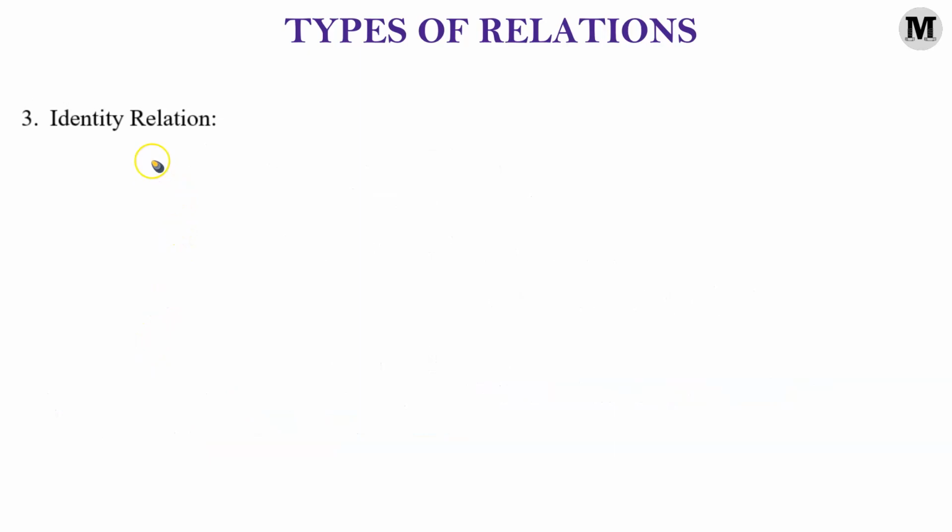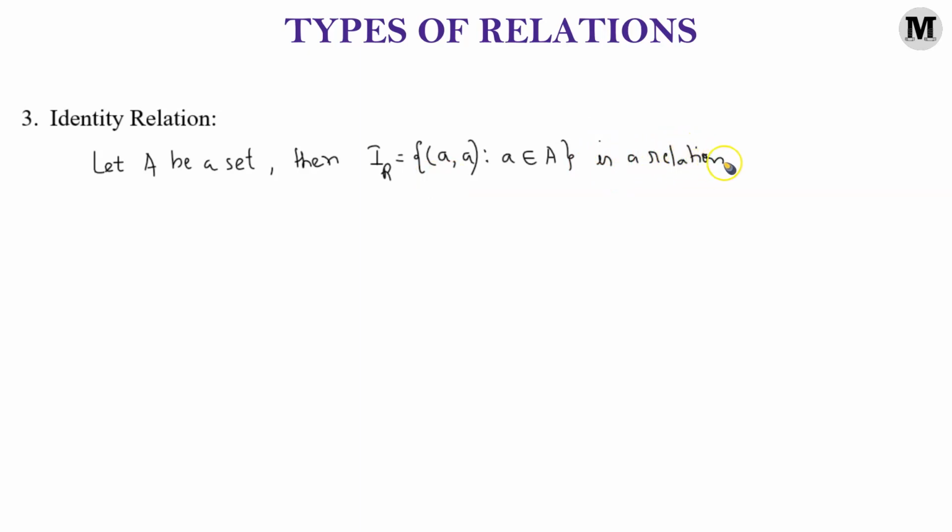Now, we are going to discuss a very special type of relation which is referred to as the identity relation. What is an identity relation? Again, we're going to consider some arbitrary set A. So let A be a set. Then we are going to define a new relation, let's call it IR. This is a set containing the ordered pairs (a, a) such that a belongs to the set A, and we are saying that IR is a relation on A. Then in that case, IR is going to be referred to as the identity relation.